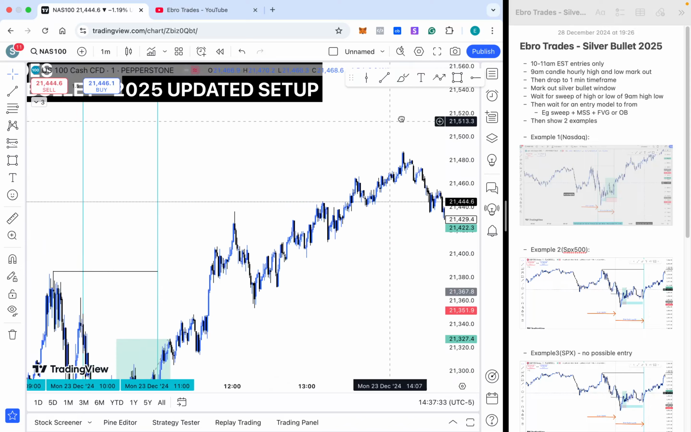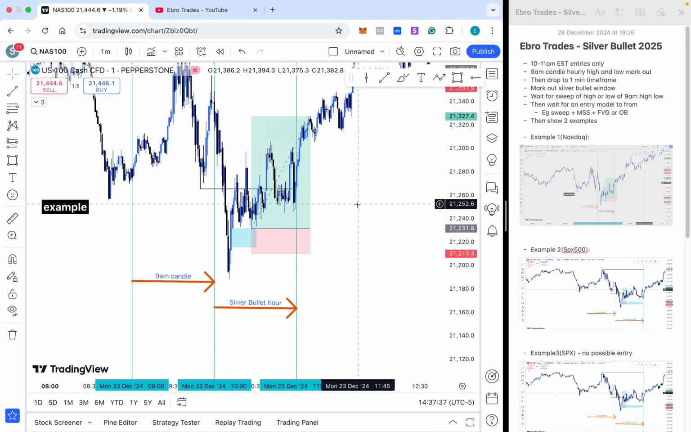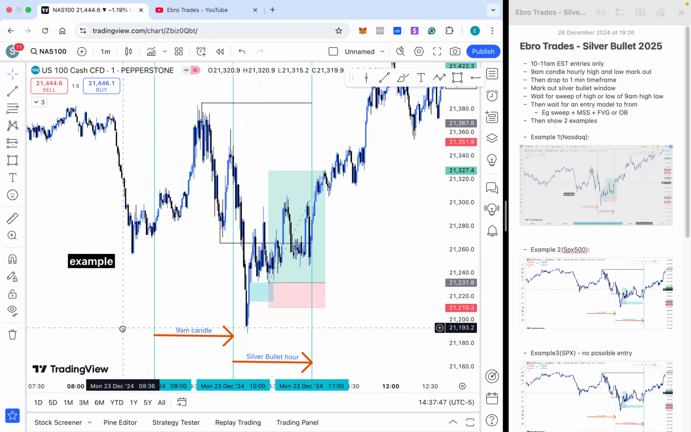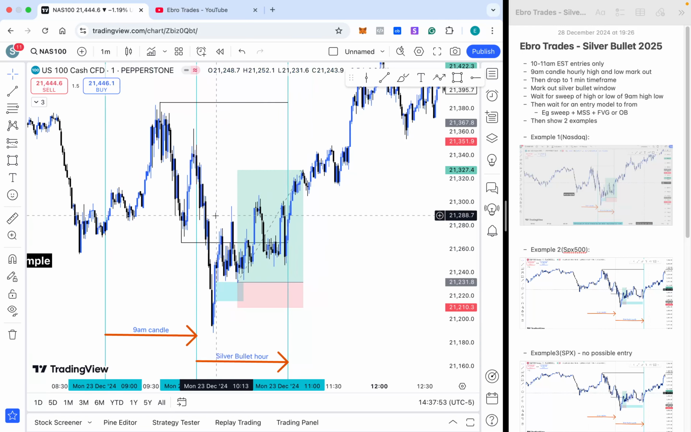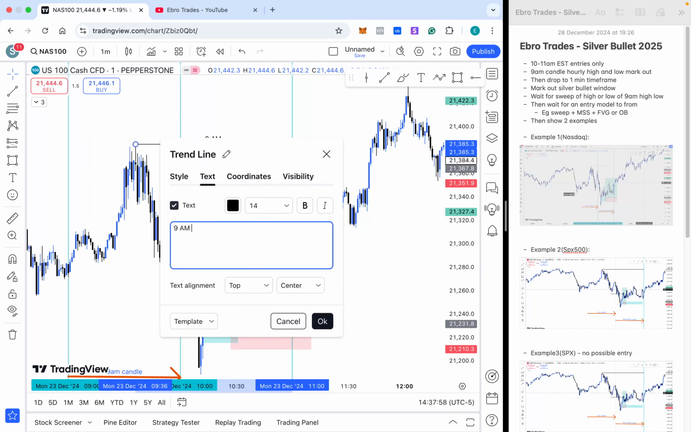So this is a beautiful, beautiful example of the 2025 ICT Silver Bullet that I literally took on Monday. So 9 to 10 a.m. is the 9 a.m. candle. I'm on the 1 minute time frame. From 9 to 10 a.m. on NASDAQ, I'm marking out the high and the low. So you can see here, I've marked out 9 a.m. high. I'll just label this for you. 9 a.m.